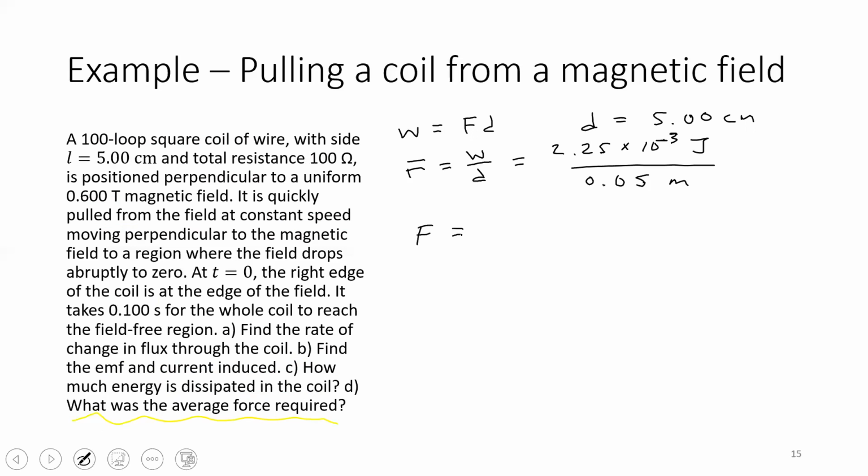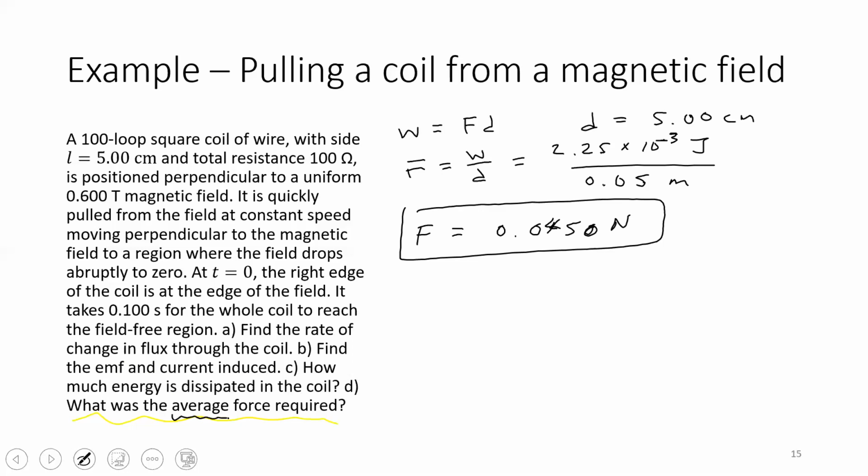So we figure out that the force that was needed, or the average force that was required, was going to be 0.045 newtons. So that's 0.0450 newtons for my part D answer. And now that's an average force required because we're going over this distance. The actual force is going to vary as we get out of that field to keep it at a steady velocity.